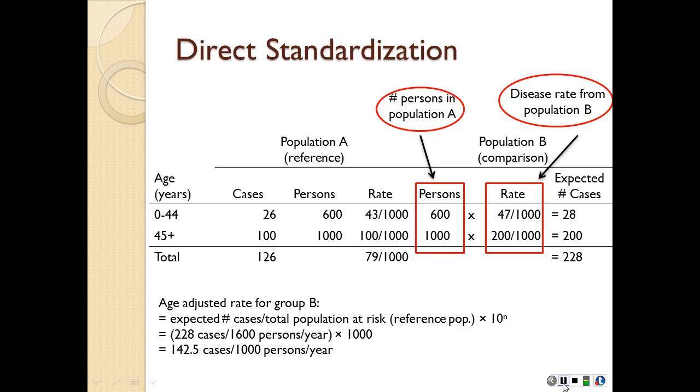When we do that, we see that nothing changed about population A. We didn't mess with that one at all. The crude rate for population A is still 79 per 1,000 per year. But now that we've adjusted B, if population B looked exactly like population A in age distribution, we would expect to see 228 cases per 1,000 people per year. That's a lot more. So now that we have made population B look like population A, we can confidently say that population B is probably a lot sicker.